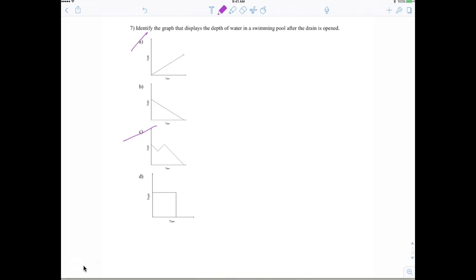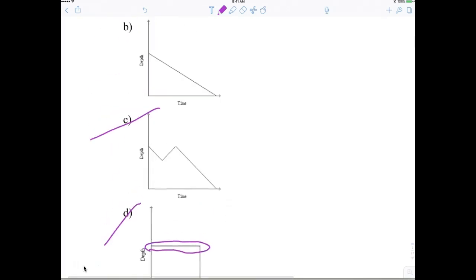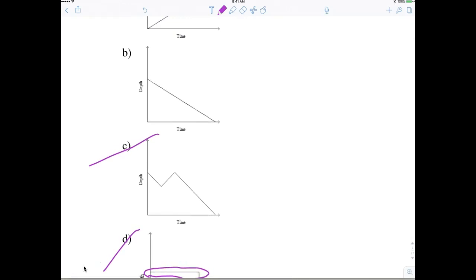No. No. So look right here at D, because this is confusing to some kids. What is the depth doing in D? It's staying exactly the same, right? So it's definitely not D. So it has to be what? B. It has to be B.